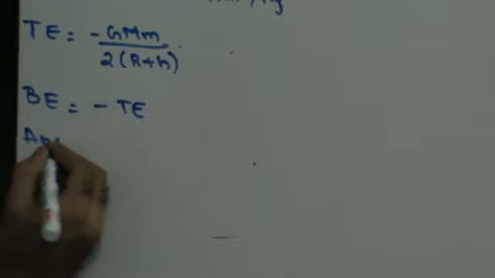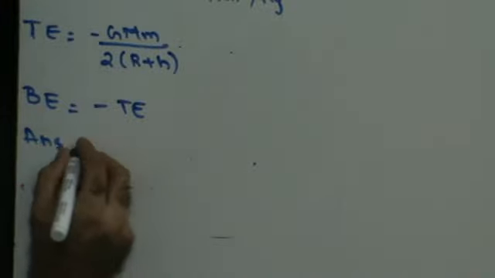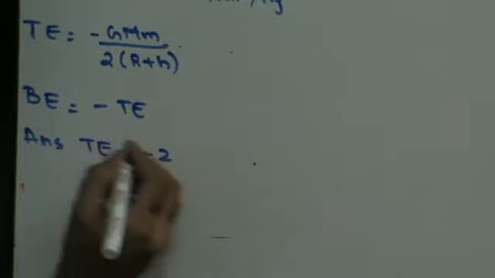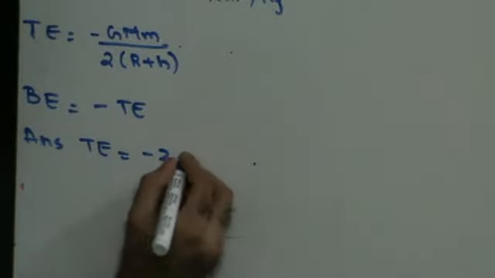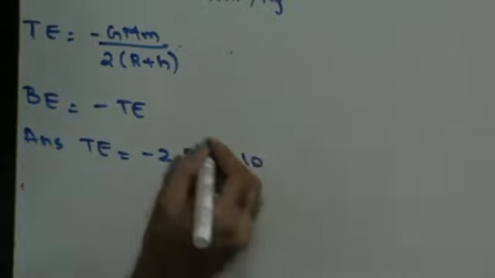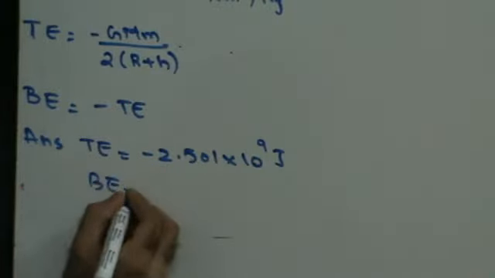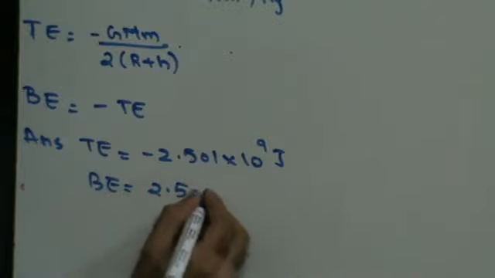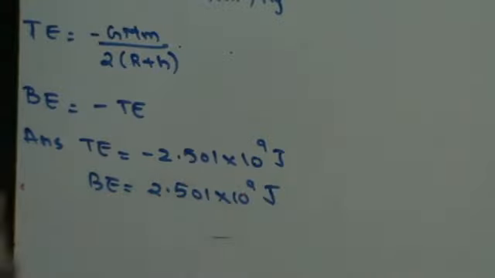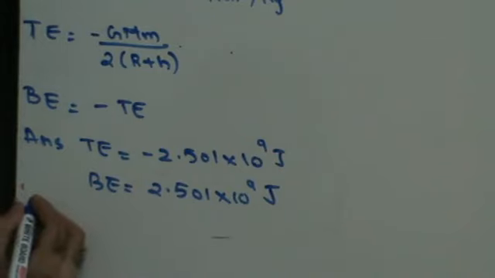The answer for this sum should be, total energy should be negative 2.501 into 10 raised to 9 joules, and binding energy will be 2.501 into 10 raised to 9 joules. Next, take on next one please.